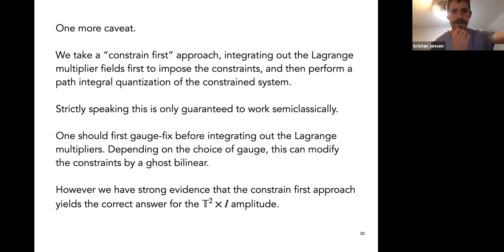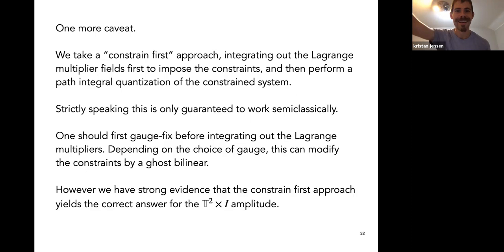Now, it's worth pausing here for a little bit. There is a caveat that comes with this computation, which is that we took a constraint-first approach, meaning that we integrated out the Lagrange multiplier fields first in order to impose constraints, and then we quantized the residual system. Strictly speaking, what we just did is only guaranteed to work semi-classically, and for the following reason. If you take a gauge theory and you integrate out some Lagrange multipliers, before doing that, you should gauge fix. It's part of the rules of the game.